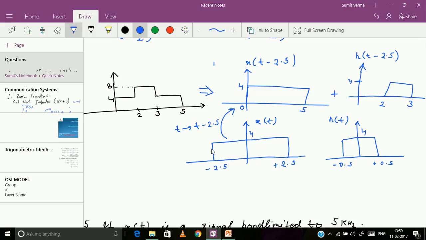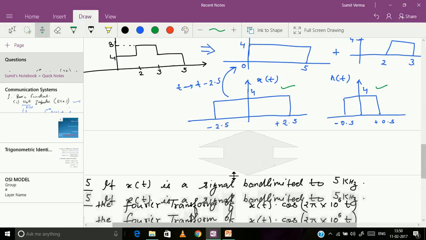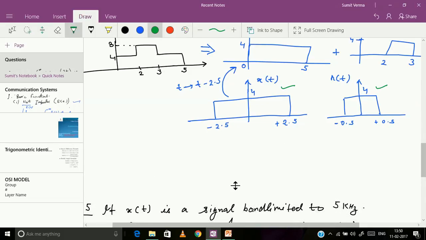So now what I have is two gate pulses. Using the Fourier transform, I can correctly write it using the shortcut. So let's just use that shortcut and write their Fourier transform. So now we know that this is a sampling function of omega. What is width by 2 here is 2.5, and what is the area here is 5 into 4, that becomes 20.